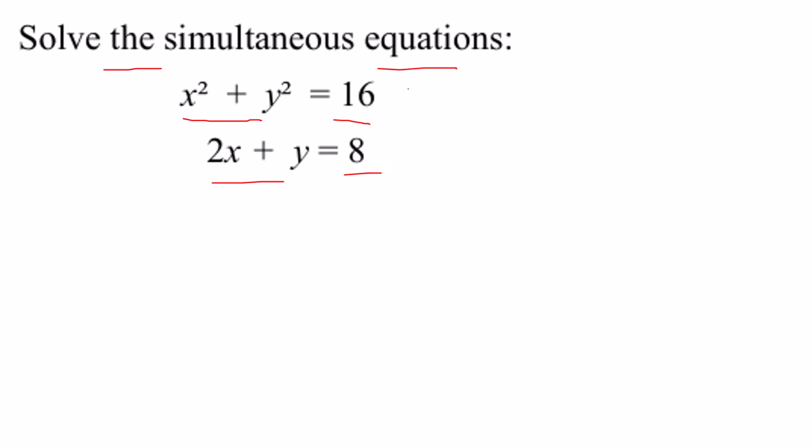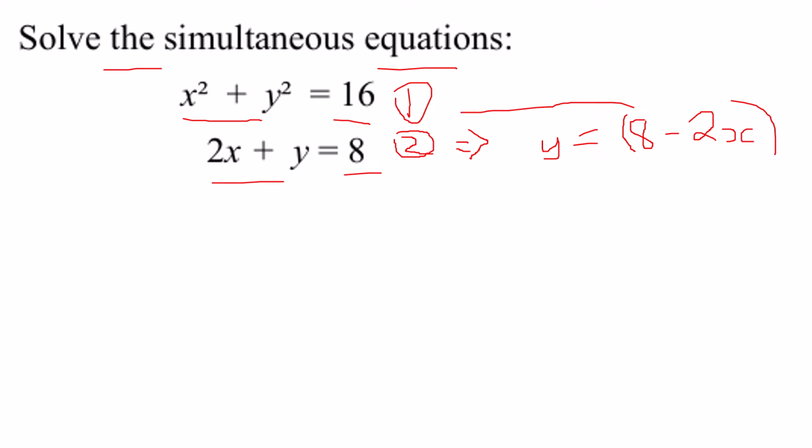So step one here, I'm just going to label it as equation 1 and equation 2. I'm going to rearrange equation 2 to make it in the form y equals or x equals. I'm going to go for y here because it's a bit easier. So I'm going to subtract 2x on both sides, so we have y is equal to 8 minus 2x, or minus 2x plus 8. I'm now going to replace y with 8 minus 2x in the first equation, so I'm going to substitute that in.